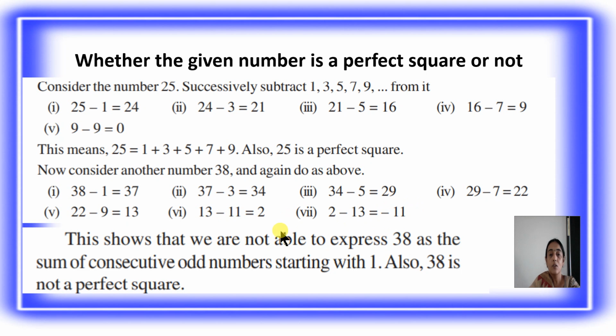So 11 minus 13, after that I should be getting 0, but I am not. I will never get 0. I will get the answer in negative numbers. So 38 is not a perfect square. Let's do some examples of this.